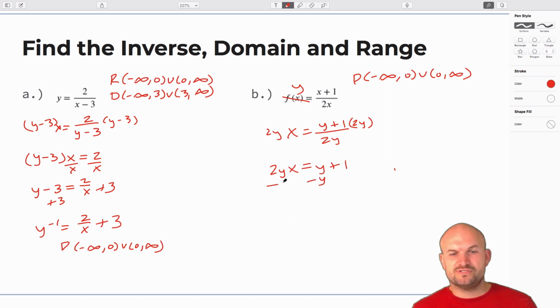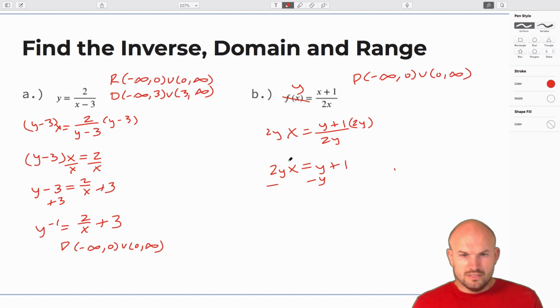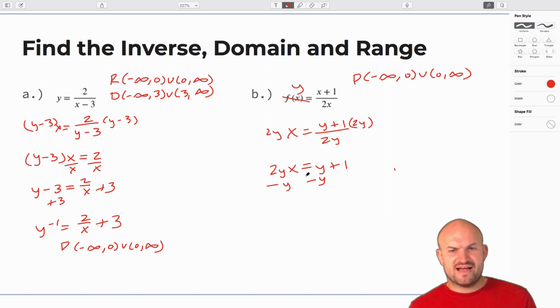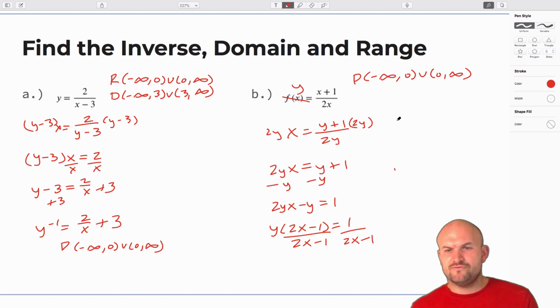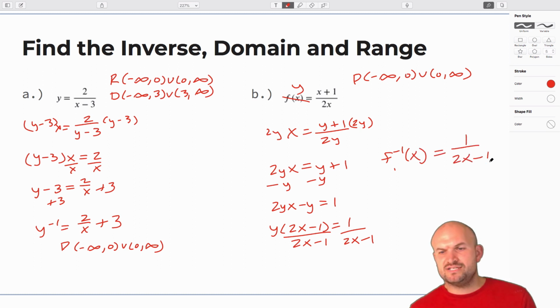In this case, we're going to want to factor out this y. So we have 2yx minus y is equal to 1. Factor out the y. We're left with y times (2x minus 1) equals 1. Divide by 2x minus 1. And therefore, we can say f inverse of x is equal to 1 over 2x minus 1.